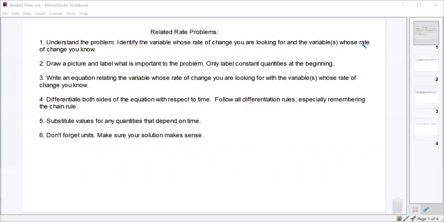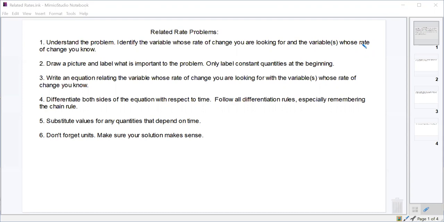So when we have a related rate problem, what we're first going to do is just try and figure out what we're looking at, what we're talking about, what's going on in the situation, and then draw a picture and label the things that are important to the problem. But when we label our picture, the only things that we want to label are quantities that are constant.